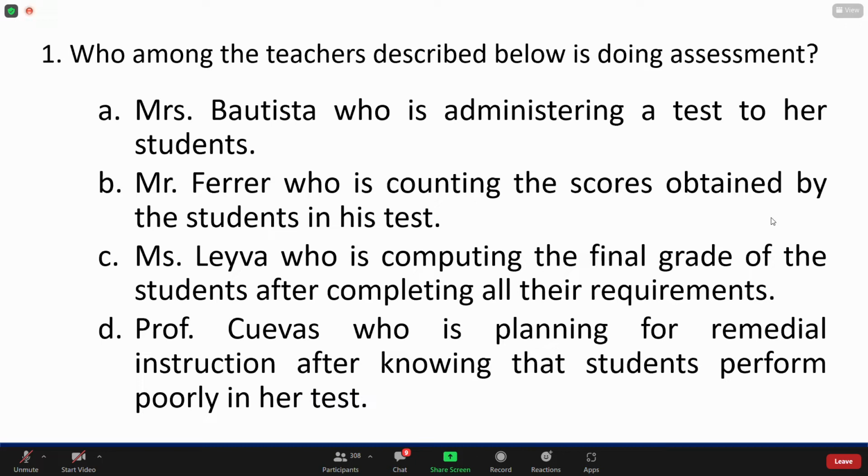Number 1, who among the teachers described below is doing assessment? I answered letter A po. Mrs. Bautista, who is administering a test to her students. Okay. Yung iba, what is your answer for letter number 1? Sige, use the chat box, please. Bakit letter A, Miss Morit? Justify your answer.